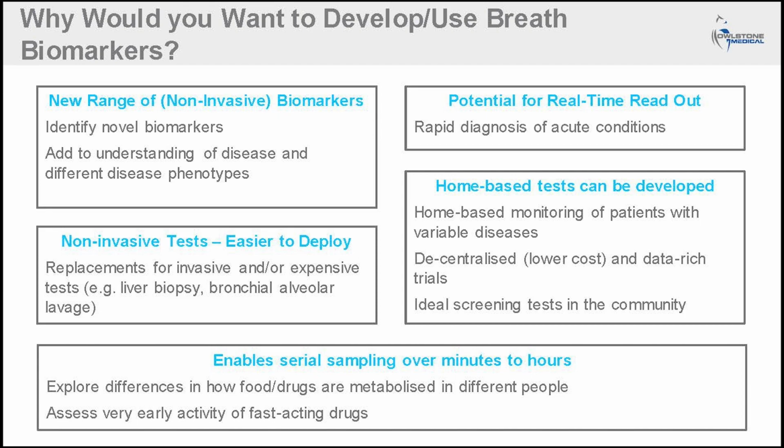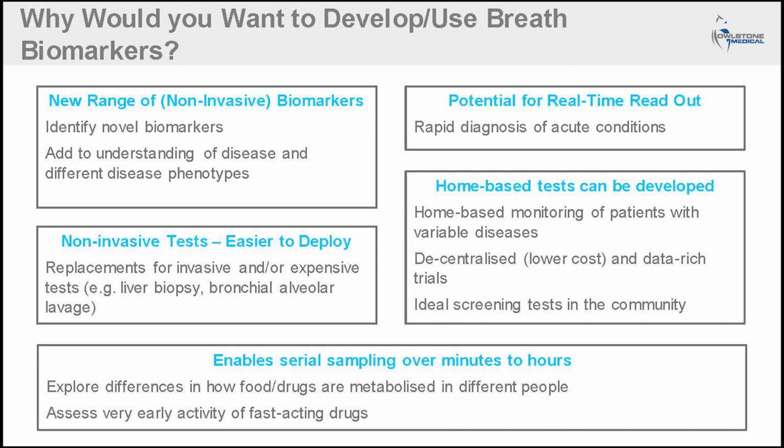One of the benefits of breath is that with the kind of technologies that can be used to analyze it, there is a potential for real-time readout. As you heard me say on the previous slide with the digestive health tool we're developing, there's a potential to have sensors that can be used to give a real-time readout of levels of these molecules on breath, giving the potential to, for example, give rapid diagnosis of acute conditions.